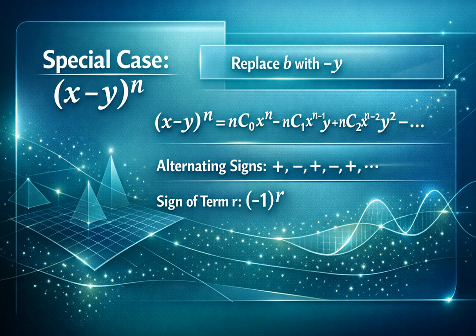For (x minus y) to the n, we replace b with negative y. The expansion becomes nC0 times x to the n minus nC1 times x to the n minus 1 times y plus nC2 times x to the n minus 2 times y squared, and so on. The signs alternate, plus minus plus minus. The sign of term r is negative 1 to the r.